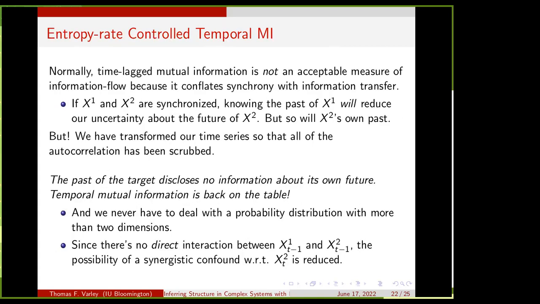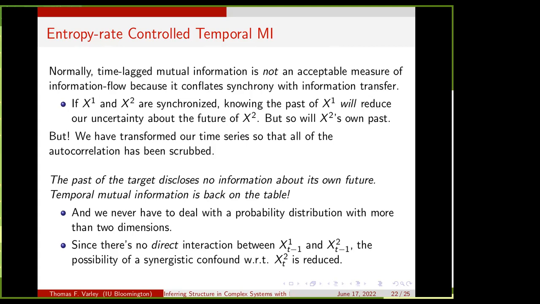all right? So I apologize for the wall of text, but this is less painful than trying to write it all out in mathematical notation. So normally, we don't use time-lagged mutual information because it conflates synchrony with information transfer, okay? If x1 and x2 are synchronized, knowing the past of x1 will reduce our uncertainty about the future of x2, but x2's own past will also do that, right? So you can see how if the system is synchronized, there can appear to be information flow, but it's not, you're ascribing a local dependency to the higher level interactive layer, right?